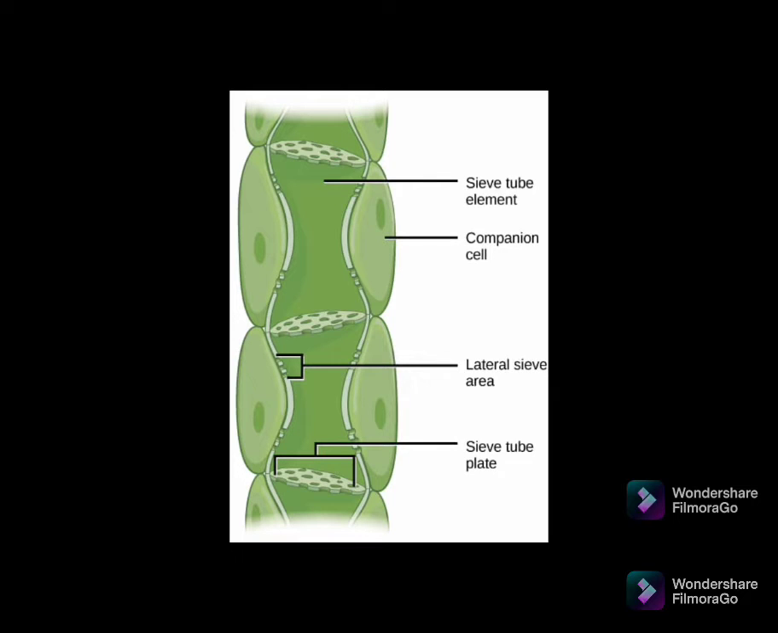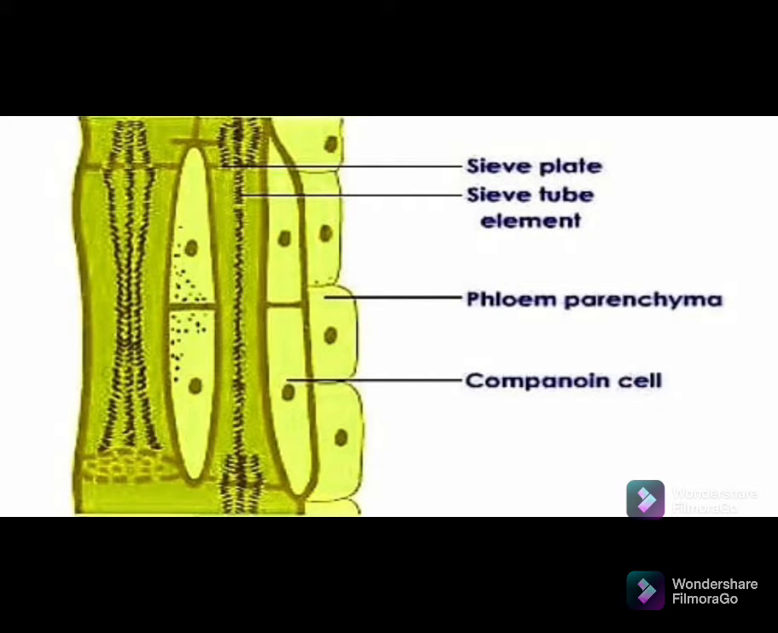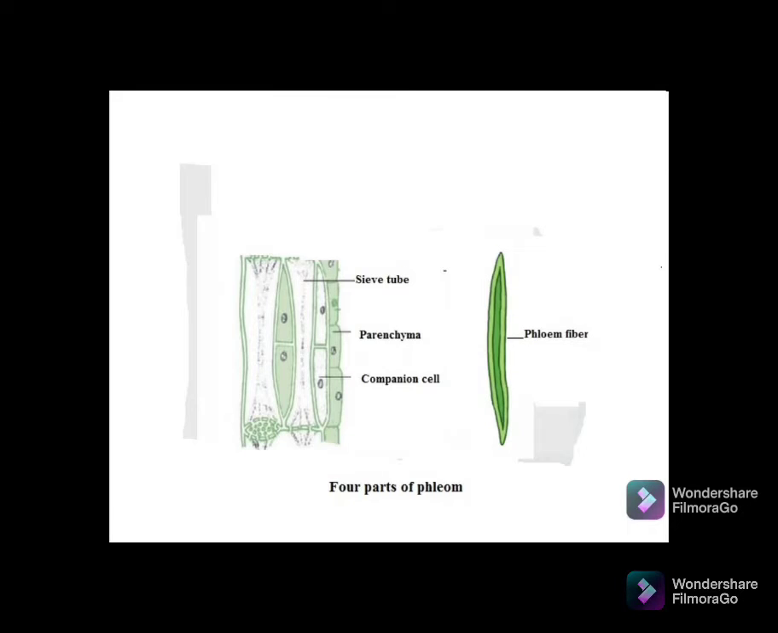These are living cells and are dependent on the adjacent companion cell. So coming to companion cells, these are smaller cells having dense cytoplasm and prominent nuclei. There are direct connections between the sieve tubes and companion cells. The companion cell helps the sieve tubes in the conduction of food materials. Next comes the phloem parenchyma. Just like xylem parenchyma, phloem parenchyma is basically concerned with storage.